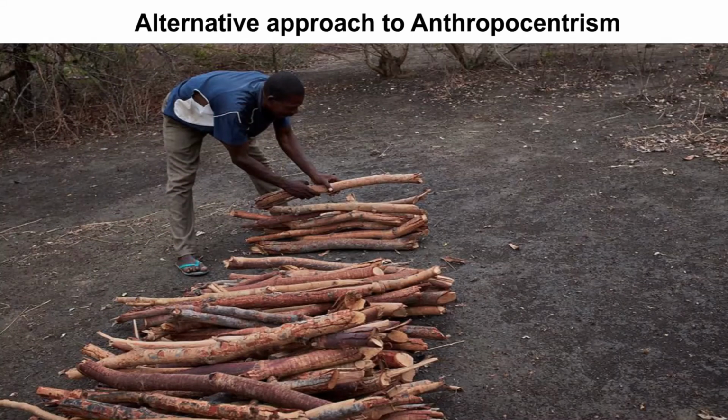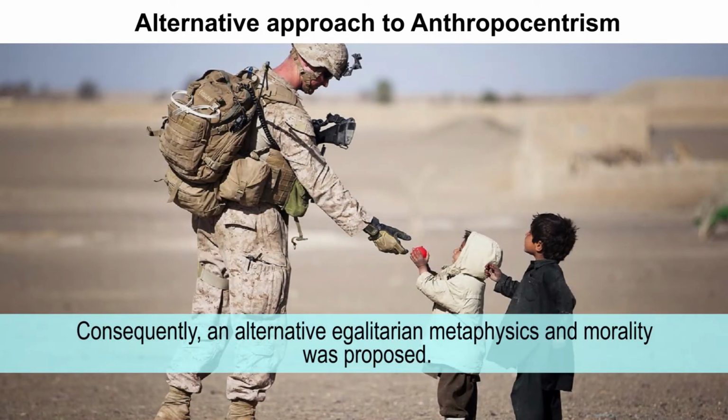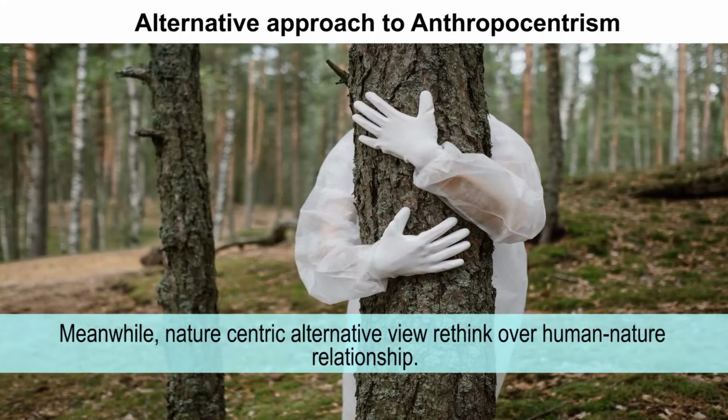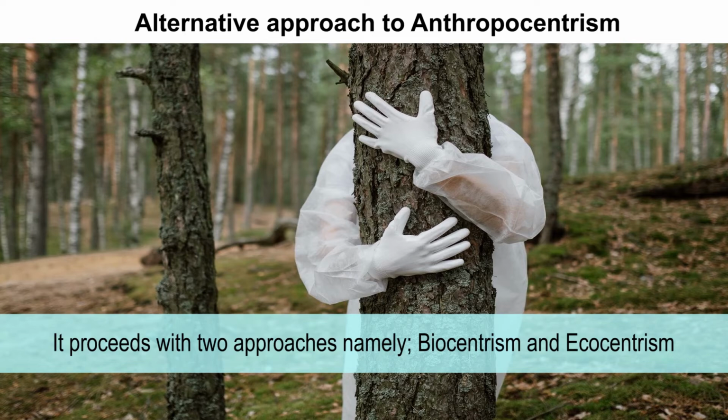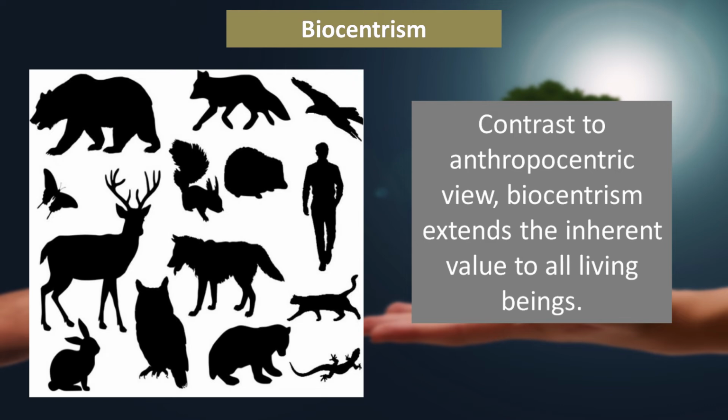Now, there is an alternative approach to anthropocentrism. Environmentalists consider that anthropocentrism is the root cause of ecological problems. So we need to change this approach, and as an alternative, a much more egalitarian metaphysics or morality emerged, a nature-centric alternative view that rethinks the human-nature relationship. This alternative approach moves from biocentrism to ecocentrism. What is biocentrism? By the picture itself you can make out.